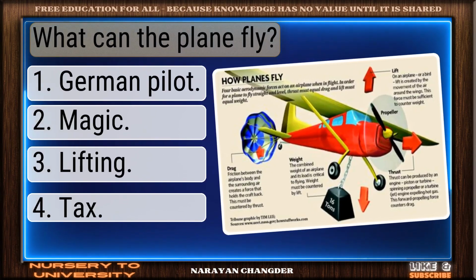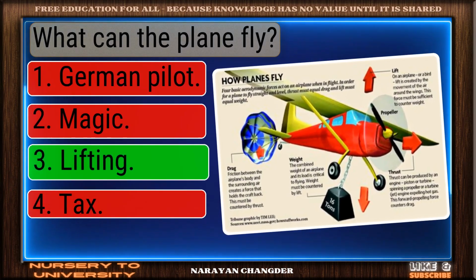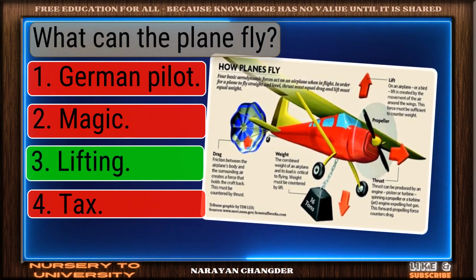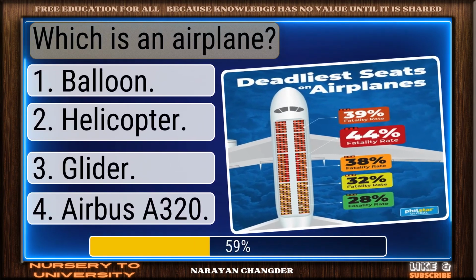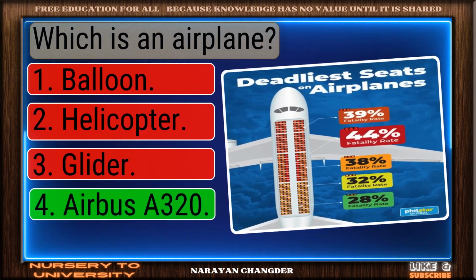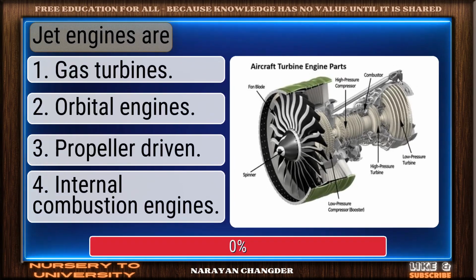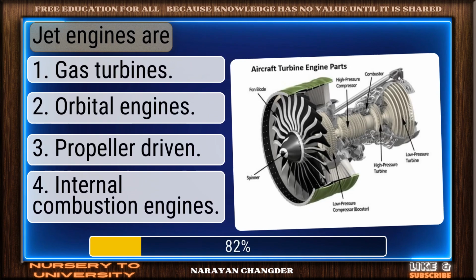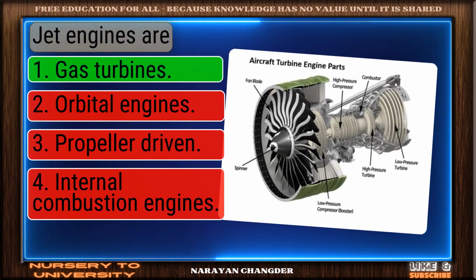What can the plane fly? Smart move. Lifting is an accurate answer. Which is an airplane? Good thinking. Airbus A320 is the right answer. Jet engines are? Well picked. Gas turbines is the correct answer.